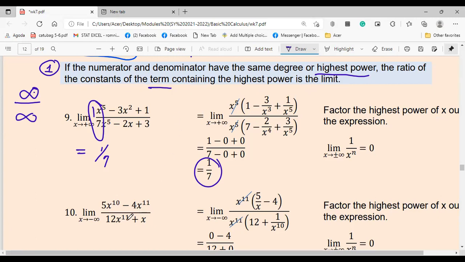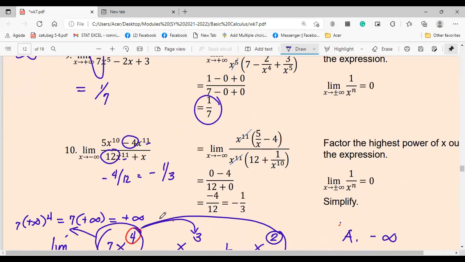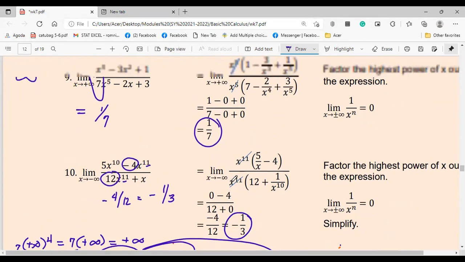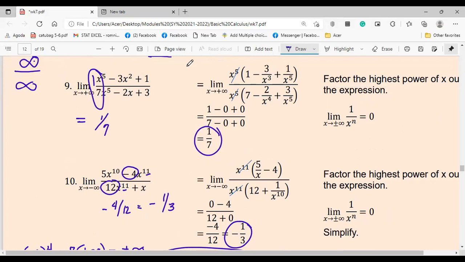O ito din, di ba 11 ang highest? Negative 4 divided by 12, the answer is negative 1/3. Yeah, the answer here is negative 1/3. Can you follow? Is that faster? Di ba? You don't need to do the long process. Kaya nga doon sa performance task ninyo, kahit hindi ninyo na ipakita yung long process.